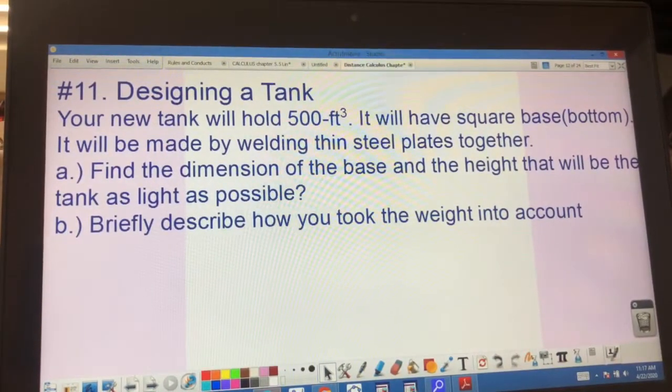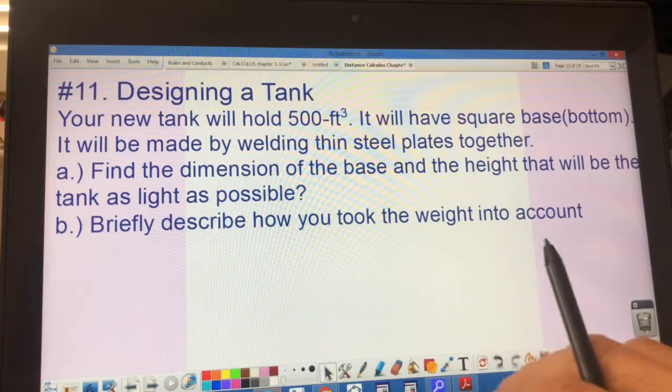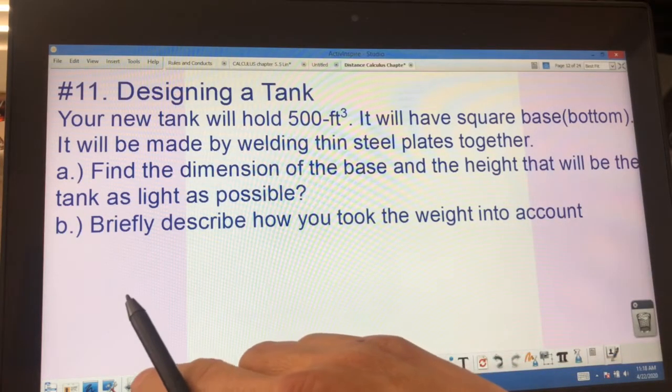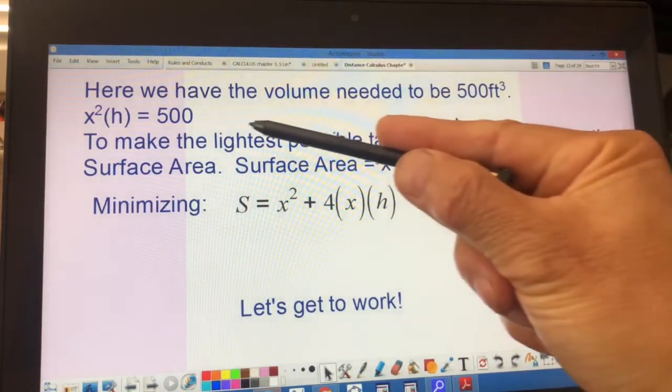So the tank must have the smallest surface area, okay? Now it doesn't really matter what that thin plate of steel is supposed to be like. If you want the lightest, the surface area of the tank must be the smallest. All right, so here we go. So this problem involves two equations, or two formulas.